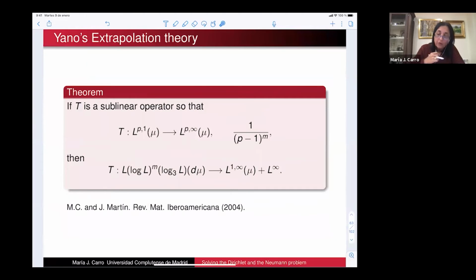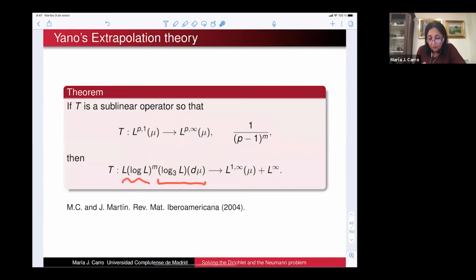In 2004, in a joint work with my colleague at the Universitat Autònoma de Barcelona, Joaquim Martín, we extended a little Llano's theorem in the following way. First of all, we were interested in assuming restricted weak type with that behavior of the constant. And then what we obtained was that instead of arriving at L log L, we have to add this log 3. So it is the logarithm of the logarithm of the logarithm integrability, okay?